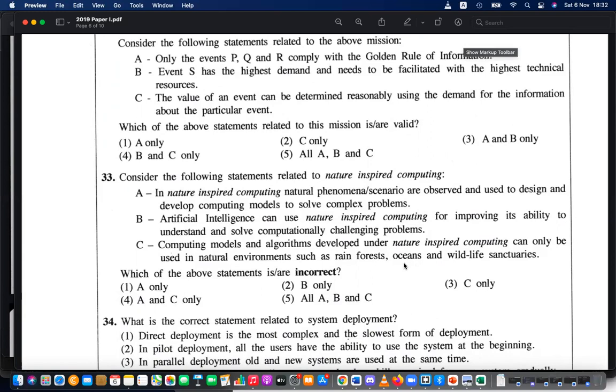So you can take the answers. They're asking for the incorrect answer, no? The incorrect answer is C. C is the incorrect answer. For 33, it's C. C means tree. Yes, tree.